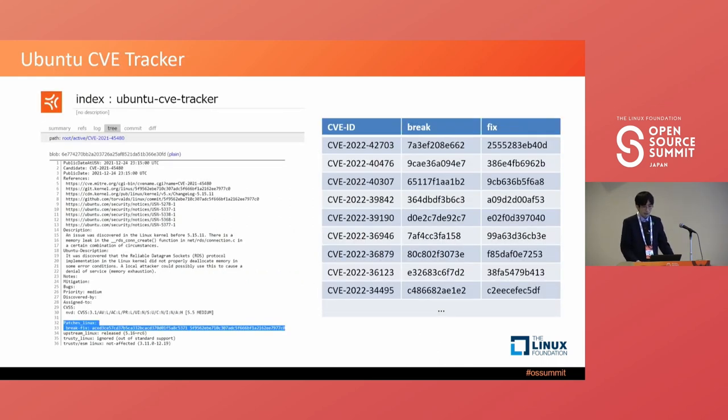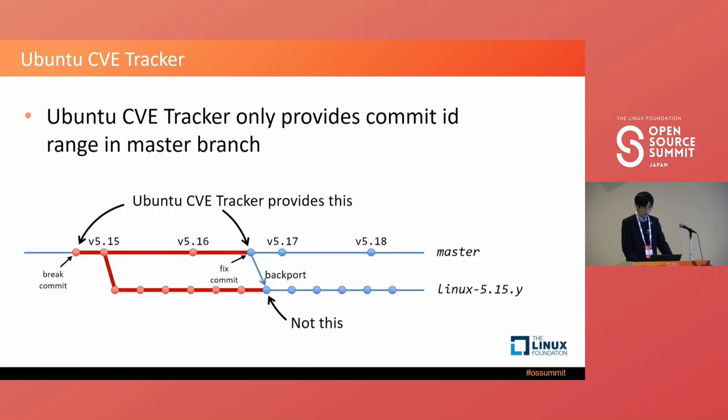This problem can be solved by using the Ubuntu CVE Tracker data. The Ubuntu CVE Tracker records the commit IDs that introduced and fixed the bugs for each CVE. I call these commits break commit and fix commit. The Ubuntu CVE Tracker records break and fix commits on the master branch. To find out the version range in a stable branch, we need the backported commit ID in the stable branch. I need this one, but Ubuntu CVE Tracker provides this one and this one.